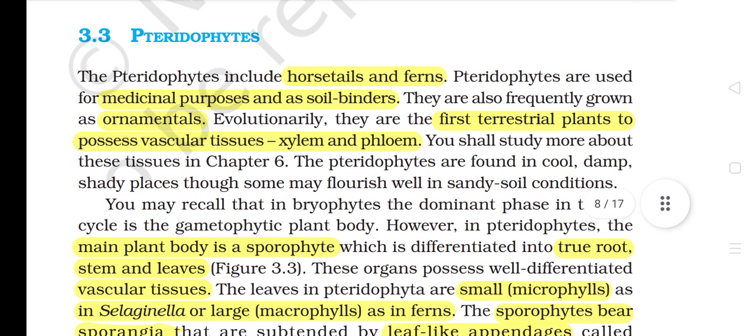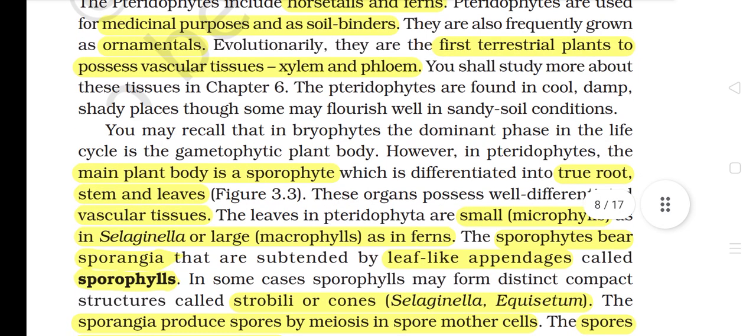3.3 Pteridophytes. The pteridophytes include horsetails and ferns. Pteridophytes are used for medicinal purposes and as soil binders. They are also frequently grown as ornamentals. Evolutionarily, they are the first terrestrial plants to possess vascular tissues, xylem and phloem. You shall study more about these tissues in Chapter 6. The pteridophytes are found in cool, damp, shady places, though some may flourish well in sandy soil conditions.